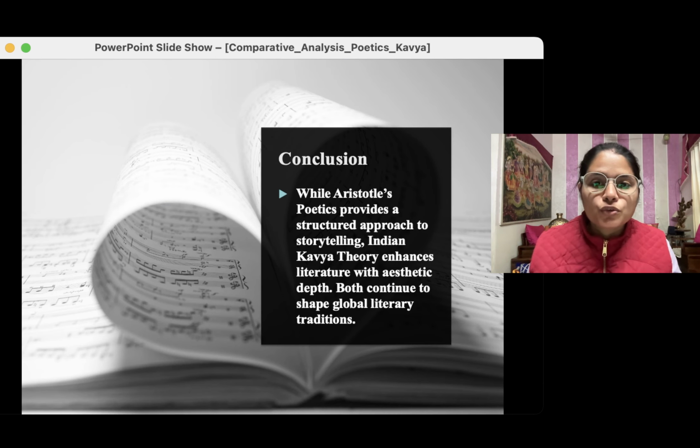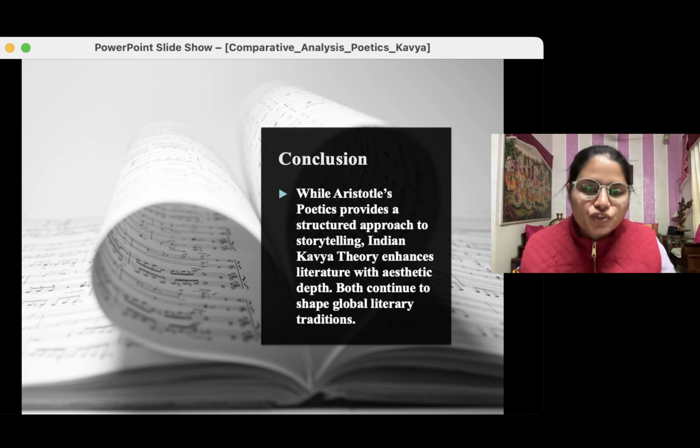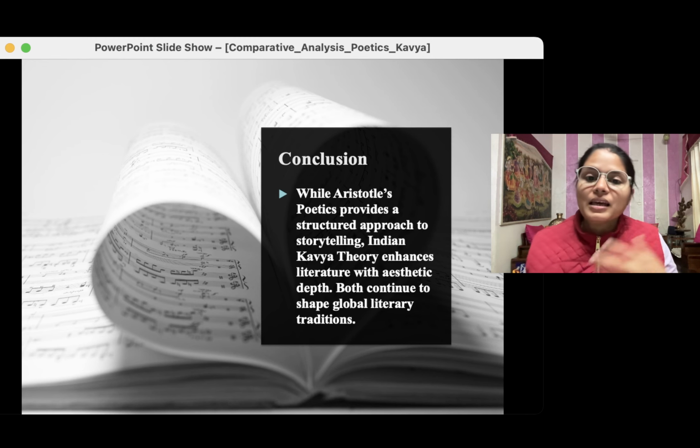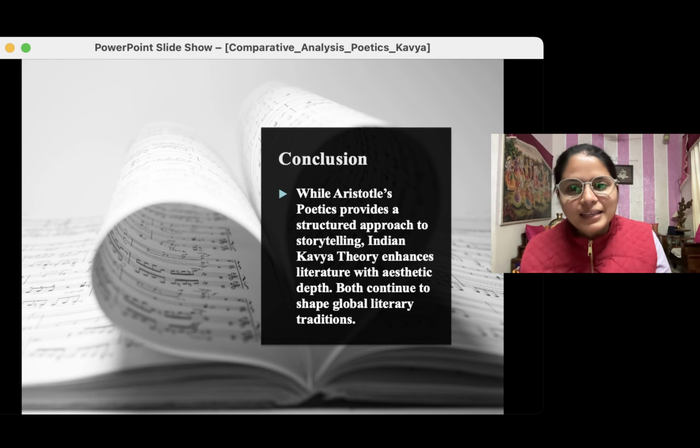Now we come to the conclusion. While Aristotle's Poetics provides a structured approach to storytelling and narratives, Indian Kavya theory enhances literature with in-depth meaning, aesthetic appeal, and essential elements. Both continue to shape our global literary tradition by involving the structured form and again keeping the Rasa element in a major form. Thank you.